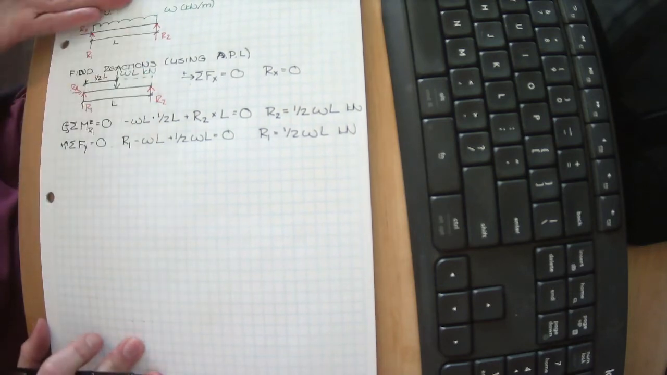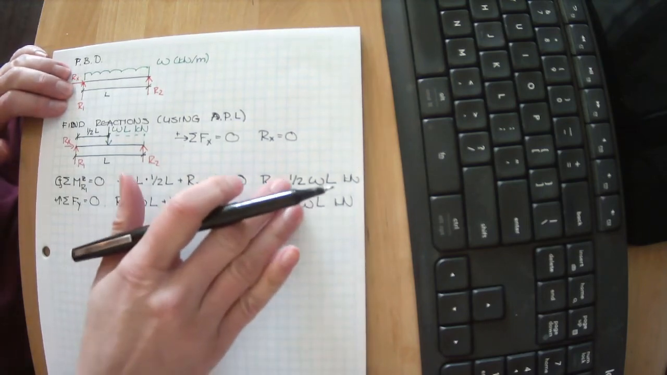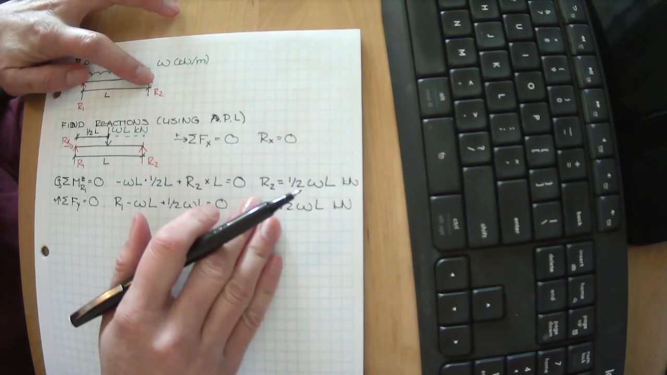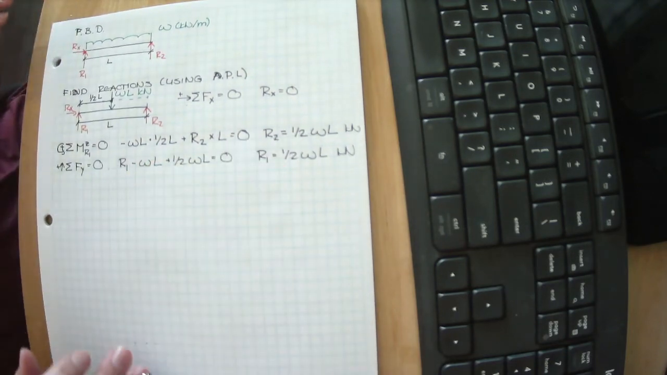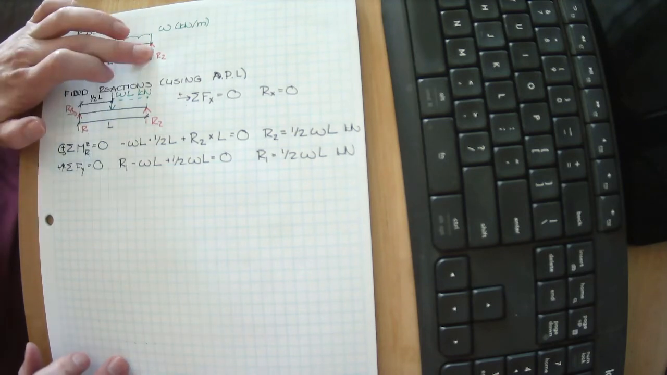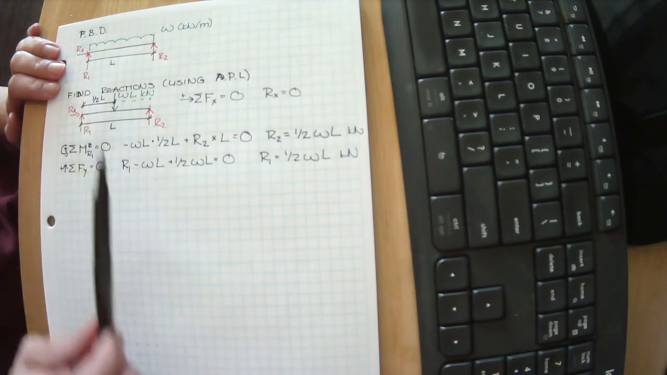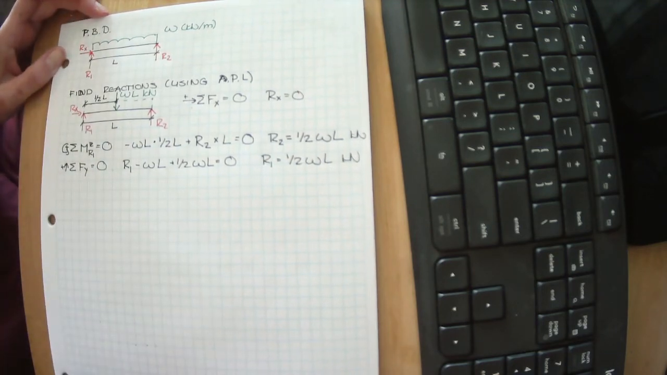So we found the reactions for this. So these are the reactions. We use this temporary free body diagram to solve for the reactions of this actual free body diagram. All right, so now we know what R1 and R2 are, but we want to know what the internal forces are in this.